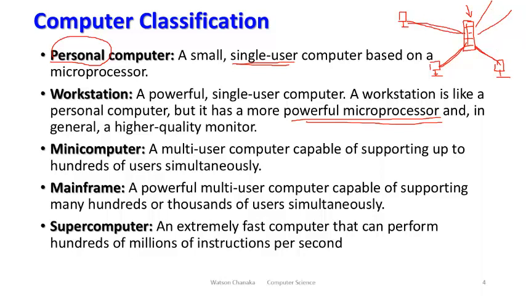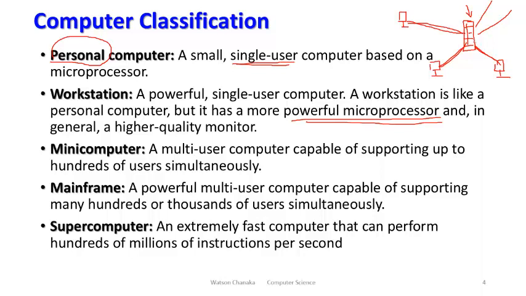Each cashier there is connected to what? To the central computer, which is called the mini computer. Mainframe. The same explanation I gave to mini computer, I will explain again later in the next slide. It's also a central computer, and it's a powerful multi-user computer capable of supporting many hundreds or thousands of users simultaneously. Here, we're not talking about Facebook.